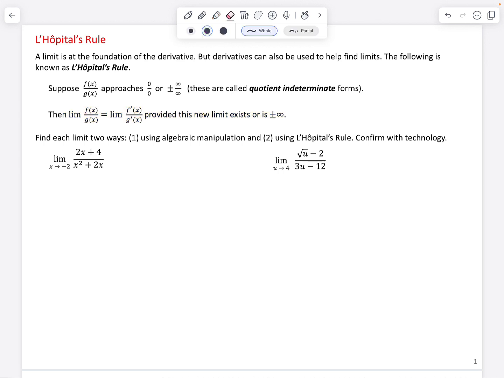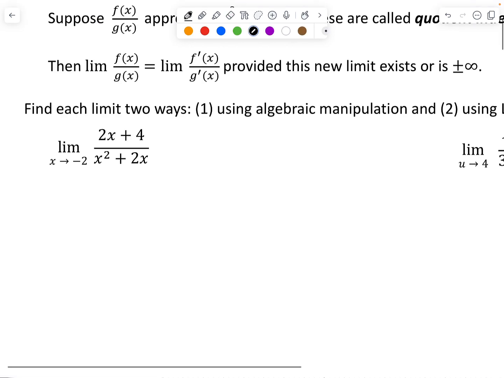Find each limit two ways, one using algebraic manipulation and two using L'Hopital's rule. Confirm with technology. For example, in this case, as x approaches negative 2 from either side, this numerator alone is a continuous function, so changing this x to negative 2 will give us the limit of the numerator. 2 times negative 2 and then add 4 is 0.